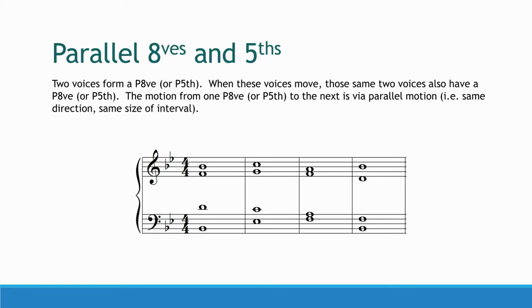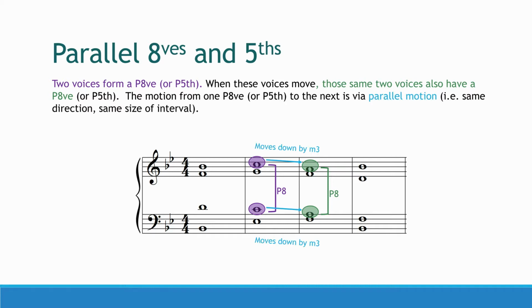Probably the biggest rule that you were emphasizing last year was parallel fifths and octaves. So what is a parallel fifth or octave? Well, let's use the octave as the example here. A parallel octave occurs when two voices form a perfect octave with one another. When these two voices move, they move to another perfect octave together, specifically in the same voice pair. The motion from one perfect octave to the next is via parallel motion.